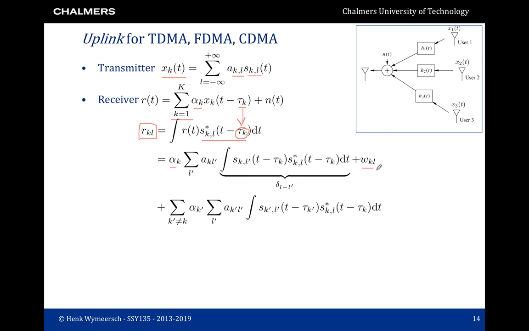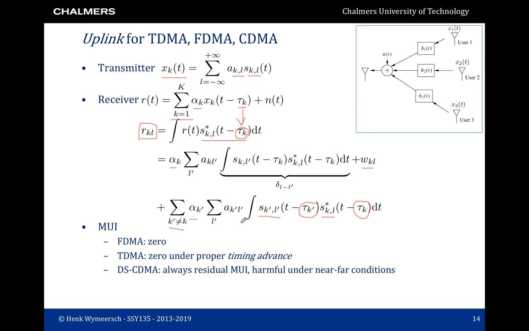The second term is just noise. The last term is the multi-user interference. So we have a sum over all the other users with their channel, and then we have projections of waveforms between different users and different times. Again, note that here we have the delay for user k prime and the delay of user k.